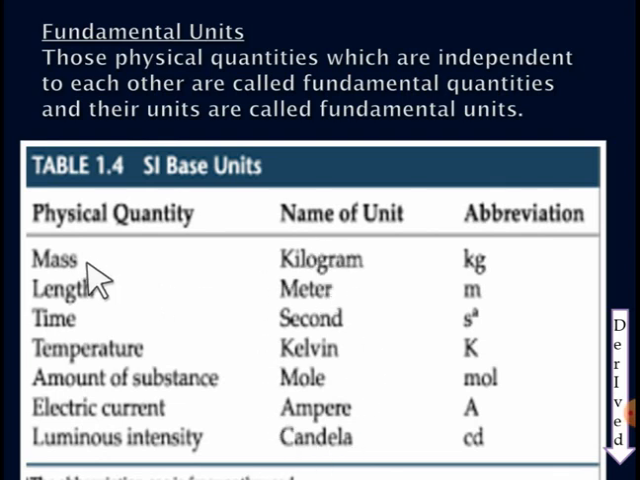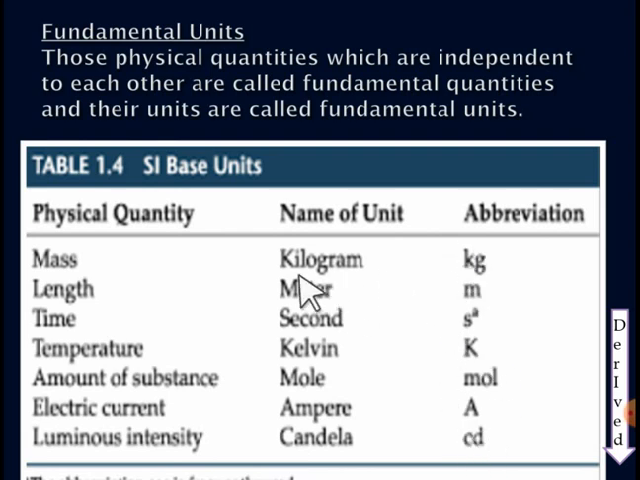The fundamental units in the SI system will be: for mass, kg; length, meter; time, second; temperature will be measured in Kelvin; amount of substance will be measured in terms of mole; electric current in terms of ampere; luminous intensity in terms of candela. And their symbols to be used are also written on the right hand side.